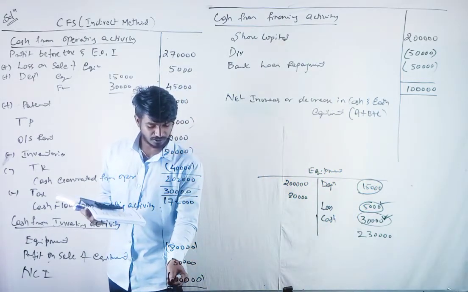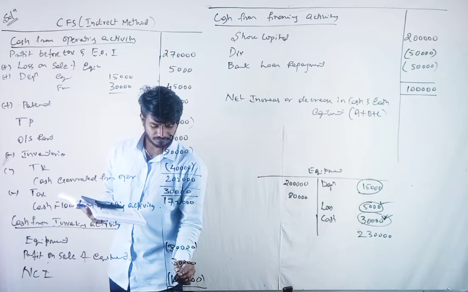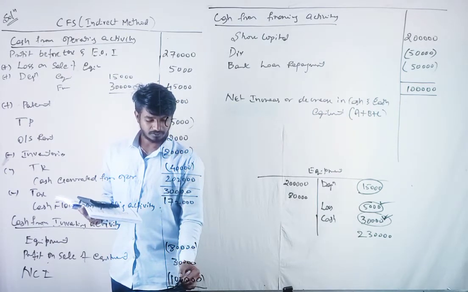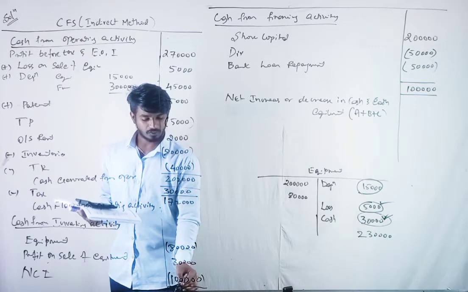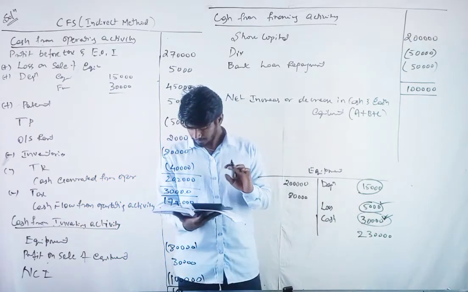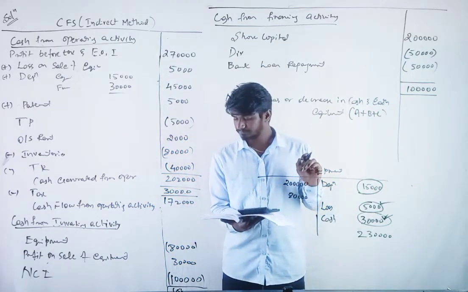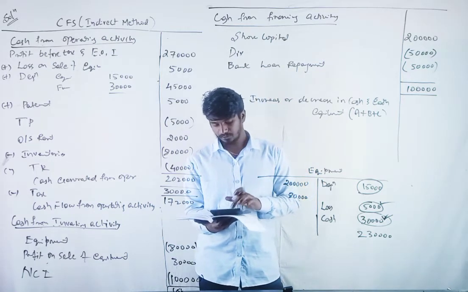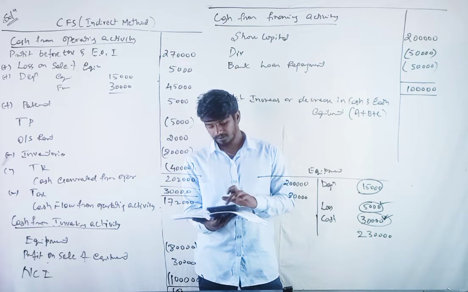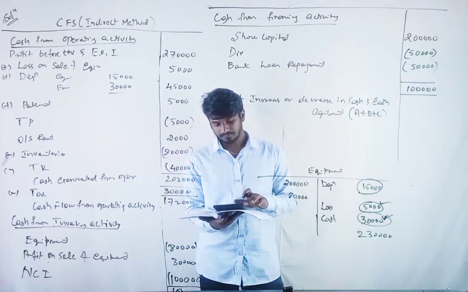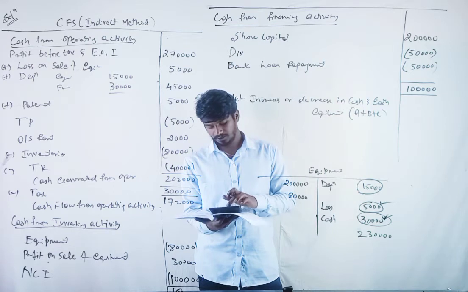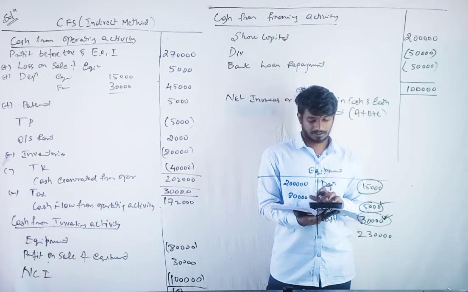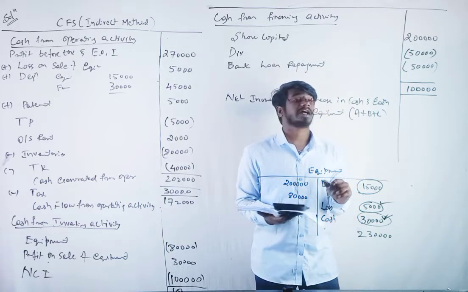Non-current investment is 1 lakh, not 6 lakhs. Got confused, seeing some other amount. It is 1.5 lakh. 1.5 lakh. Sorry for that. Okay, fine. 1,50,000. Okay, 1,72,000 minus 1,50,000. 1,72 minus 1,50, 22,000 plus 1 lakh, 1,22,000.